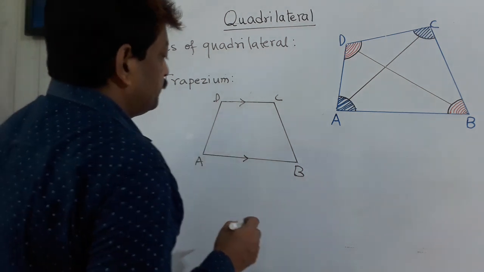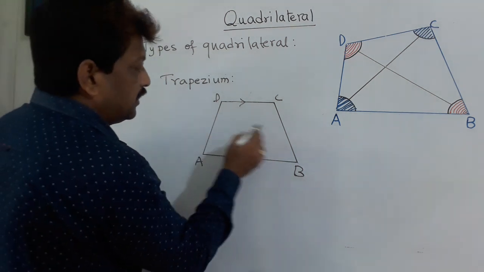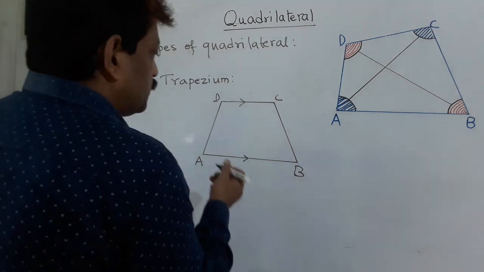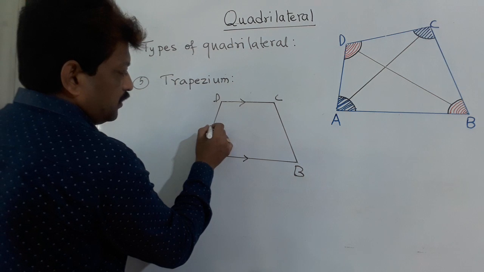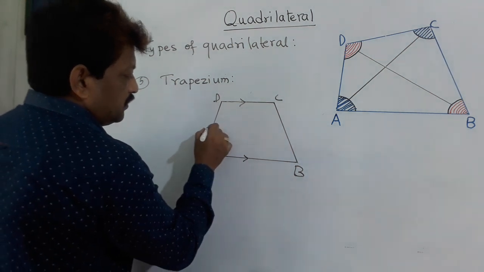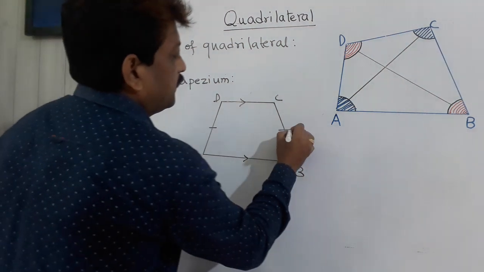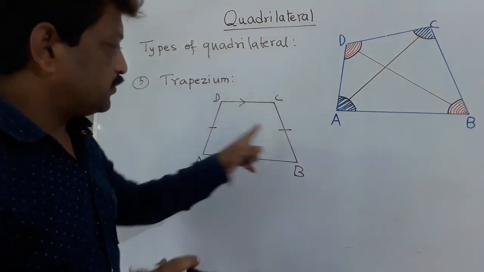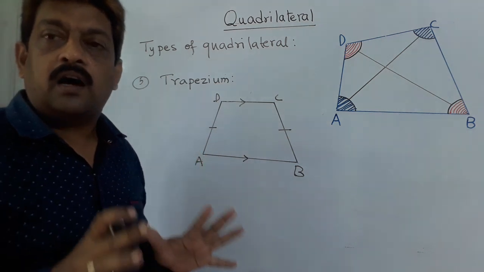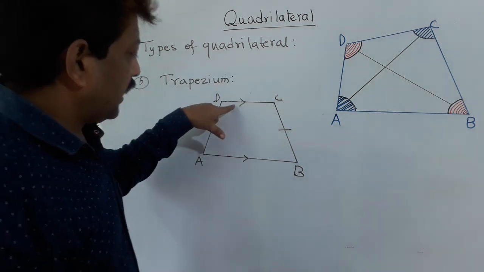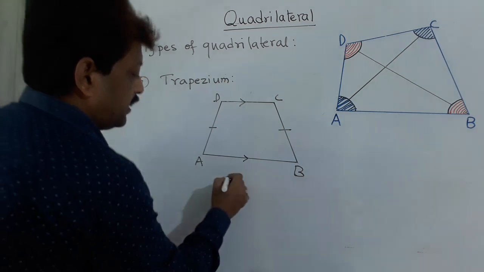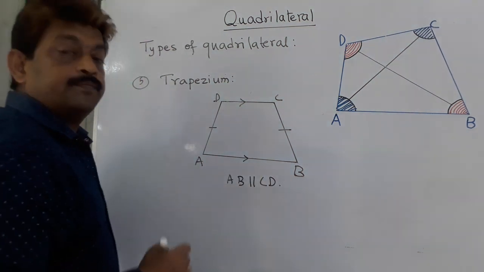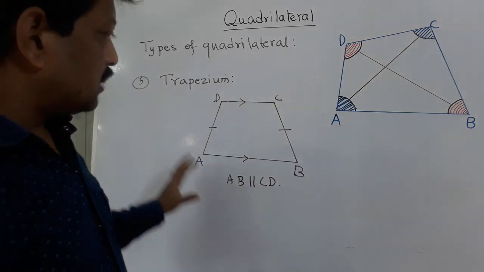In a trapezium, these non-parallel sides may be equal or may not be equal. If this pair of non-parallel sides are equal, in that case it is known as isosceles trapezium. Opposite sides which are not parallel, they are equal. Okay. And here AB and CD are parallel to each other. So this is a trapezium.